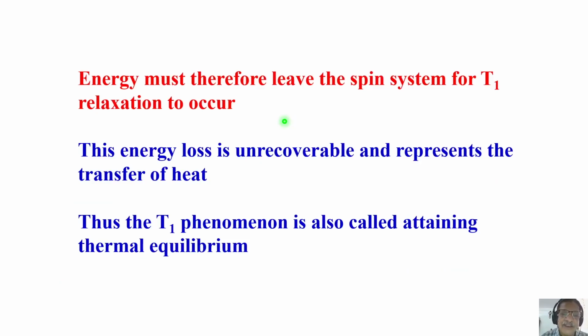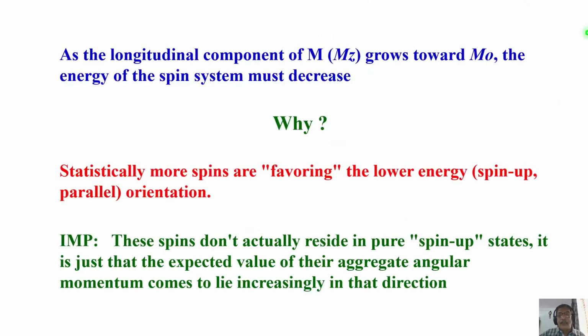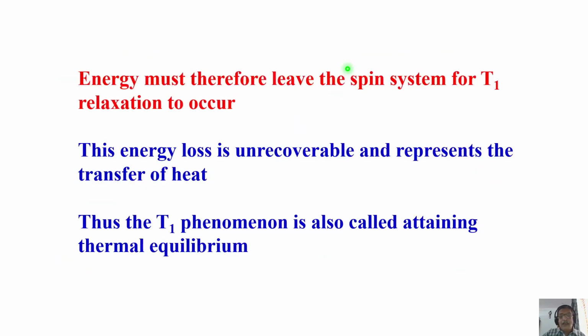For this relaxation to occur, I said energy must leave the spin system. The energy of the spin system must decrease. Not only decrease, it has to leave the spin system. Okay, it leaves. Where does it go? It has to go somewhere. And when you give out the energy like that, somebody has to take that energy, and something should happen to whoever takes the energy. And this energy loss is not recoverable. It's a one-time loss, it keeps going. It's unidirectional.